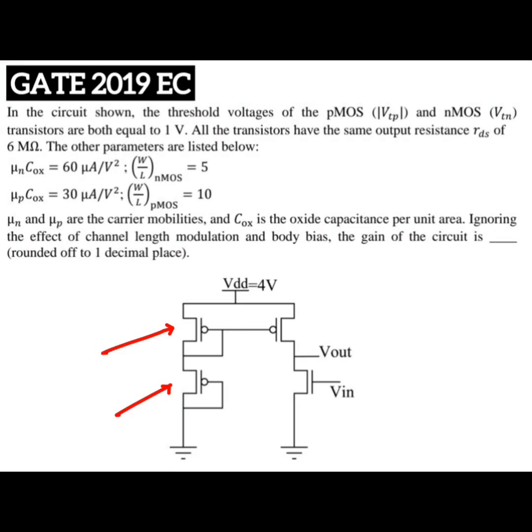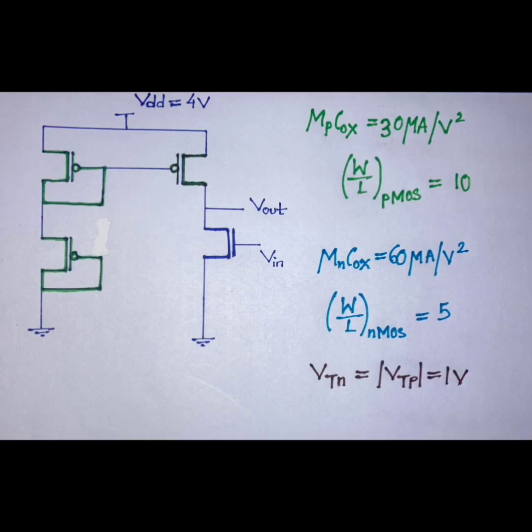If you look at the circuit, in the left part there are 2 diode connected PMOS. So these diode connected PMOS are acting like a voltage divider. And if you see the voltage from source to gate of the upper PMOS, that is 2 volt, which will act as the source to gate voltage for the next PMOS, which is given at the top right. So as per the question, the mu p COX for the PMOS is 30 microampere per volt square, and W by L of the PMOS is 10, and for the NMOS the mu n COX is equal to 60 microampere per volt square, and the W by L of the NMOS is equal to 5.